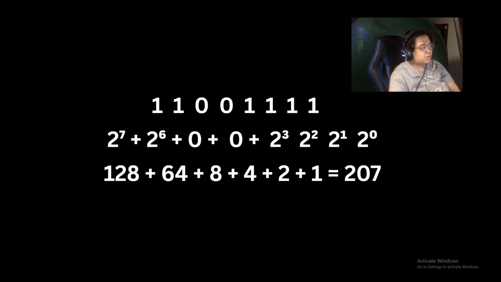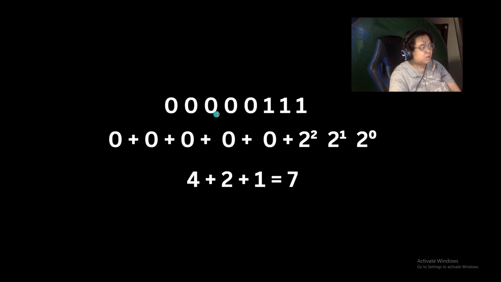For the next one, we have 0, 0, 0, 0, 0, 1, 1, 1, plus zeros, 2 to the power of 2, 2 to the power of 1, 2 to the power of 0, is equal to 4 plus 2 plus 1, which is equal to 7.